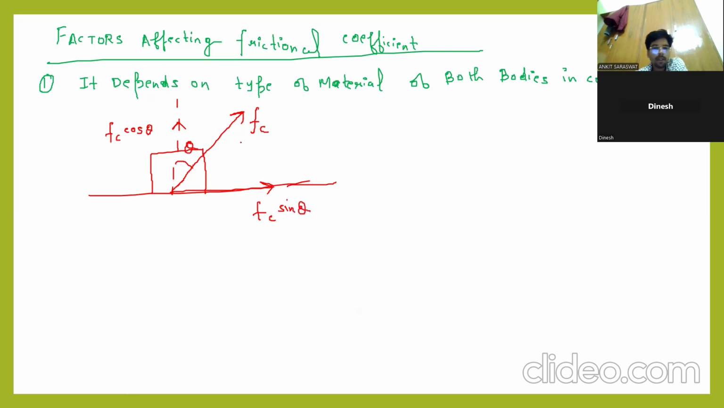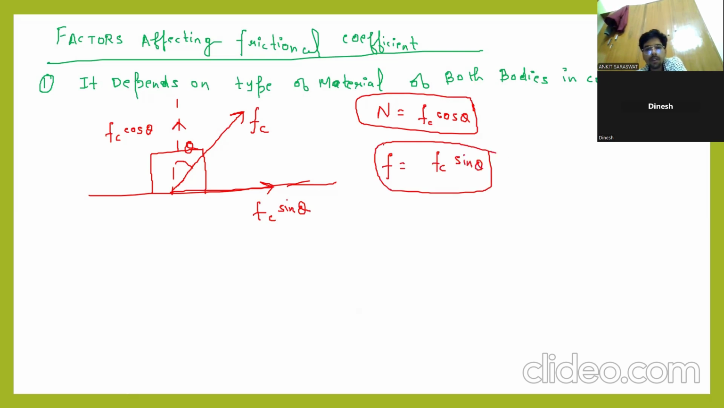Clear? Then this is FC cos theta, this is normal. We have been learning normal for a long time. Actually, this is a component of the contact force. This is normal. This is FC sin theta, which is friction actually. Now you just tell me, if FC is more inclined.